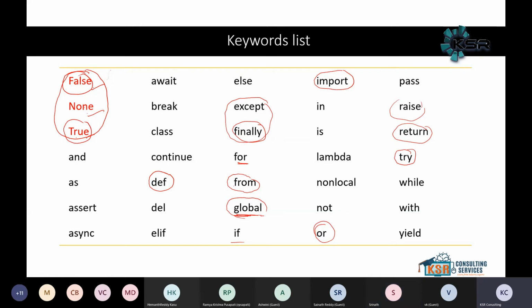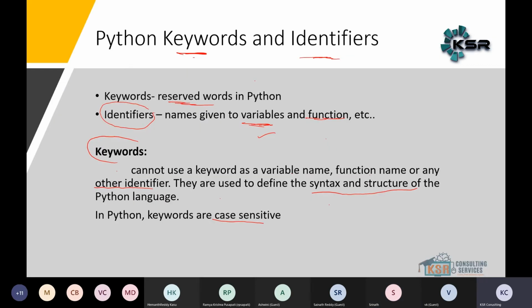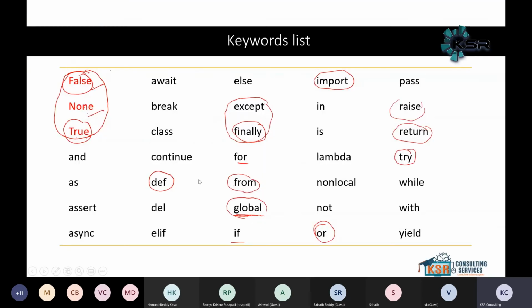This is what I mentioned as the first point also. Keywords are case sensitive. In Python, keywords are case sensitive, except the ones in red color, which is what I highlighted here.